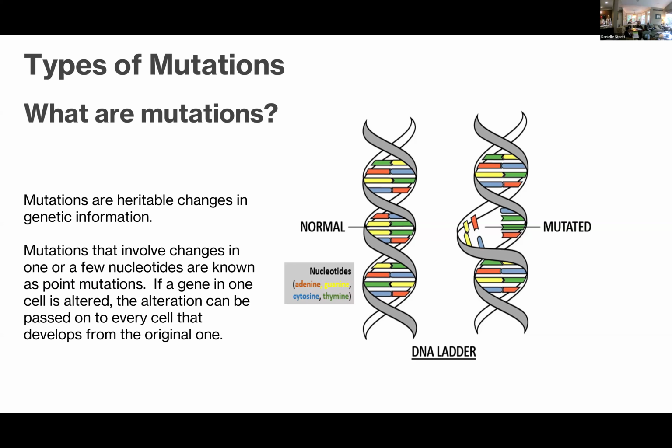And if a gene in one cell is altered, that alteration can be passed to every cell that develops from the original one. So if that alteration takes place in a germ cell, which is a cell that produces gametes, so cells that produce sperm, cells that produce eggs, then you can get a new point mutation that's going to be passed only to offspring, but not affect the parent necessarily. And then you can also have alterations in your individual cells as they go through their lifespan. And then that can be passed to any offspring those cells produce as they divide and continue to produce copies of themselves.